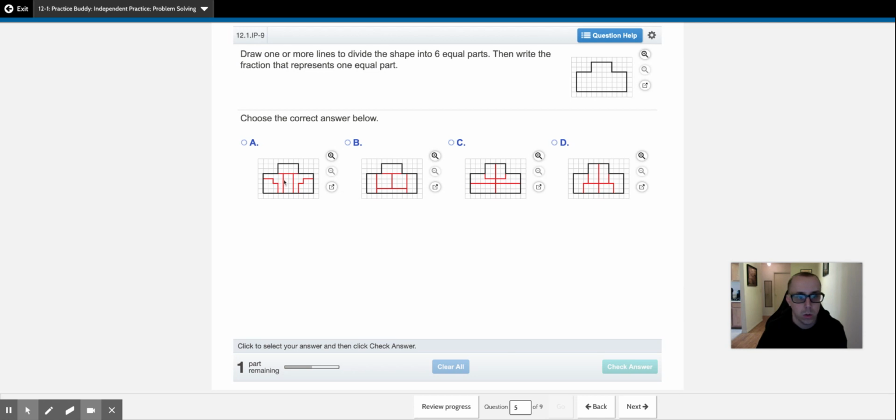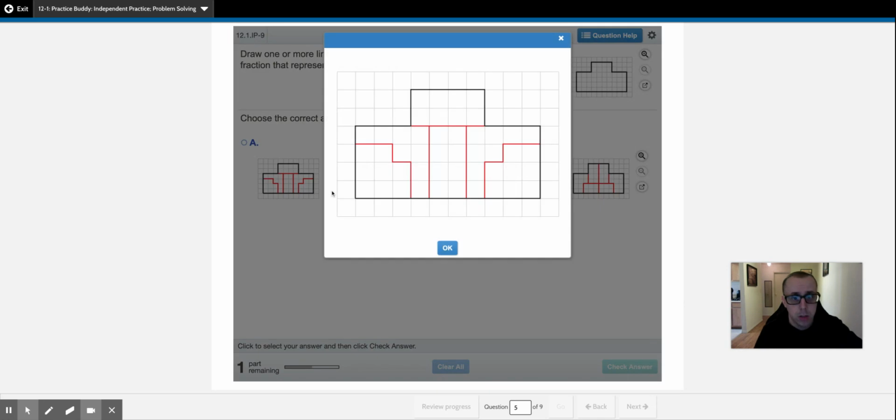1, 2, 3, 4, 5, 6. Okay, they all have 6 equal parts, so they won't confuse you there. So we have to just count to see which it has the same number of squares in each. Let me do this. Letter A. 1, 2, 3, 4, 5, 6, 7, 8.